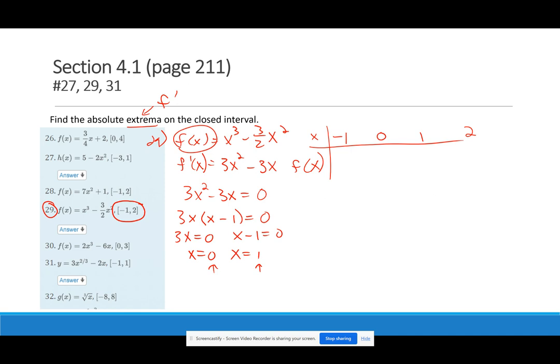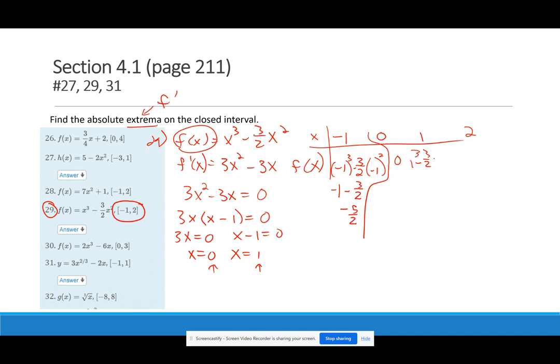Whichever one winds up being highest, that's going to be a max, and whichever one's the lowest, that's going to be a min. Okay. All right, so I'm going to plug in a -1: -1 cubed, minus 3 halves, with -1 to the second power. So that'll be -1 minus 3 halves times 1. So that'll be -5 halves. Okay. When I plug in a 0, I get 0.